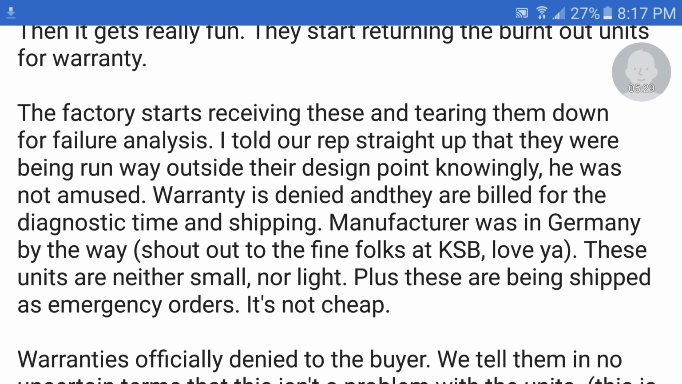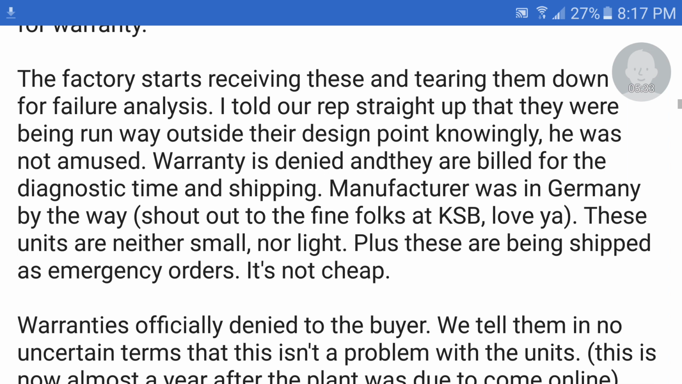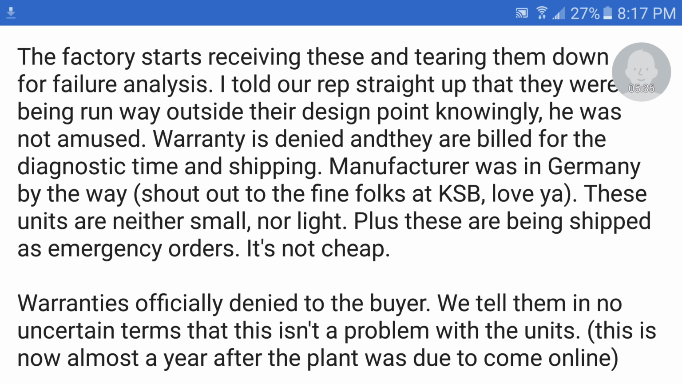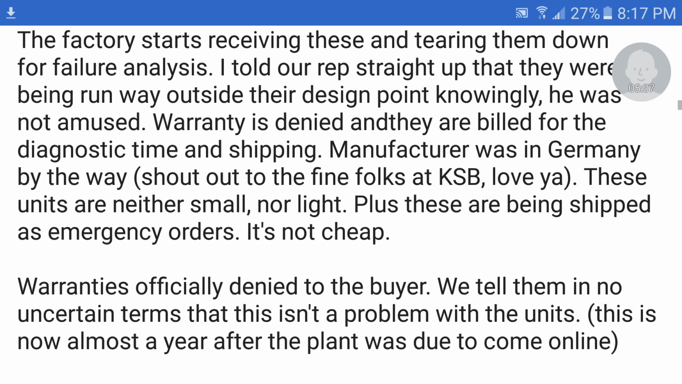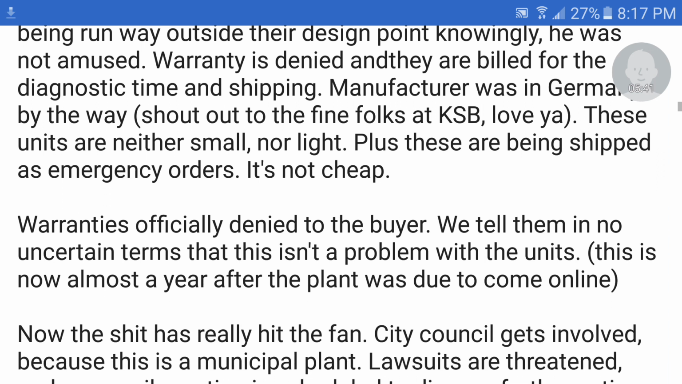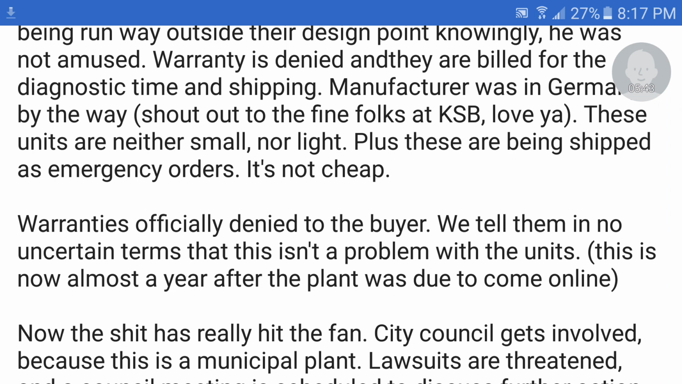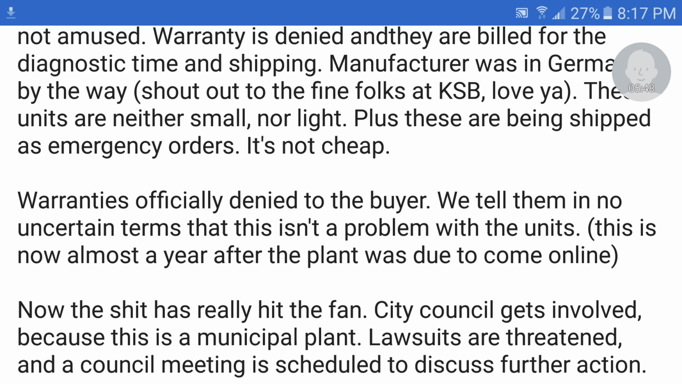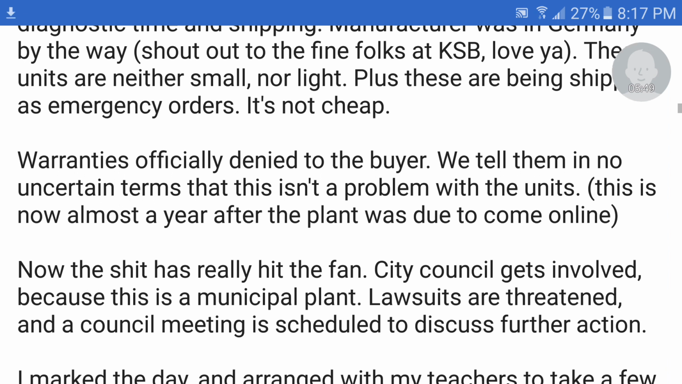We tell them in no uncertain terms that this isn't a problem with the units. This is now almost a year after the plant was due to come online. Now the shit has really hit the fan. City council gets involved because this is a municipal plant. Lawsuits are threatened, and a council meeting is scheduled to discuss further action.